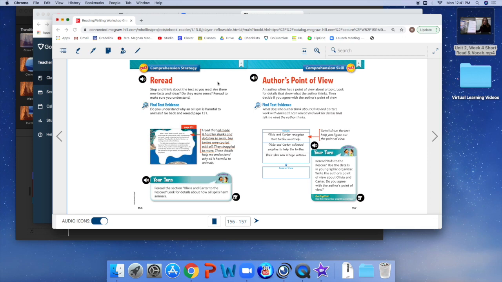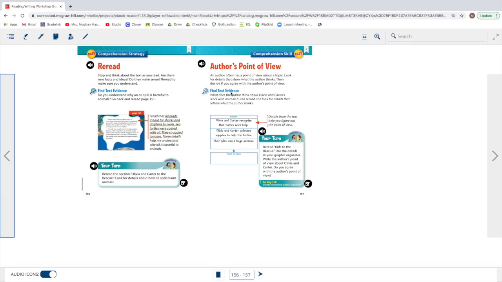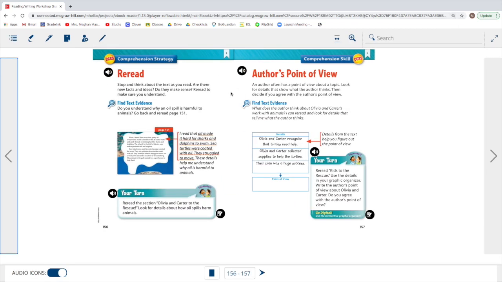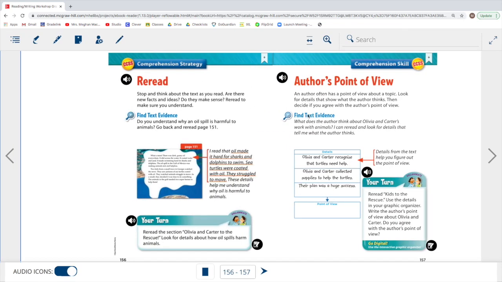Third grade, today we're going to go over our reading strategies. Our first strategy is reread. Now, why would we reread a text? We reread to check understanding, to make sure we know what happened. Okay, so if we think about the story yesterday, we read about those two kids helping the sea turtles by getting supplies to get rid of the oil and stuff like that.